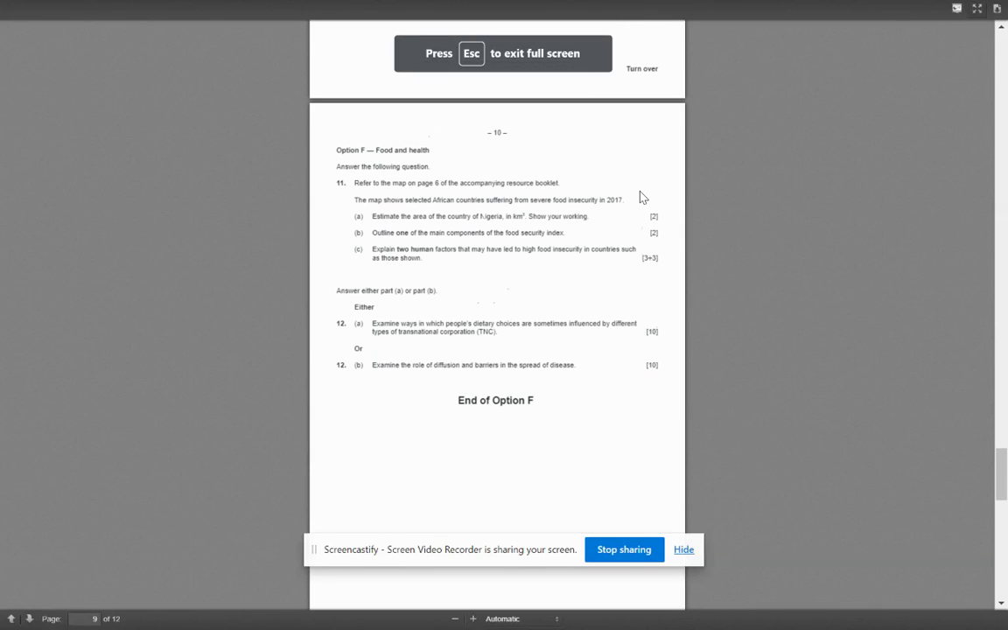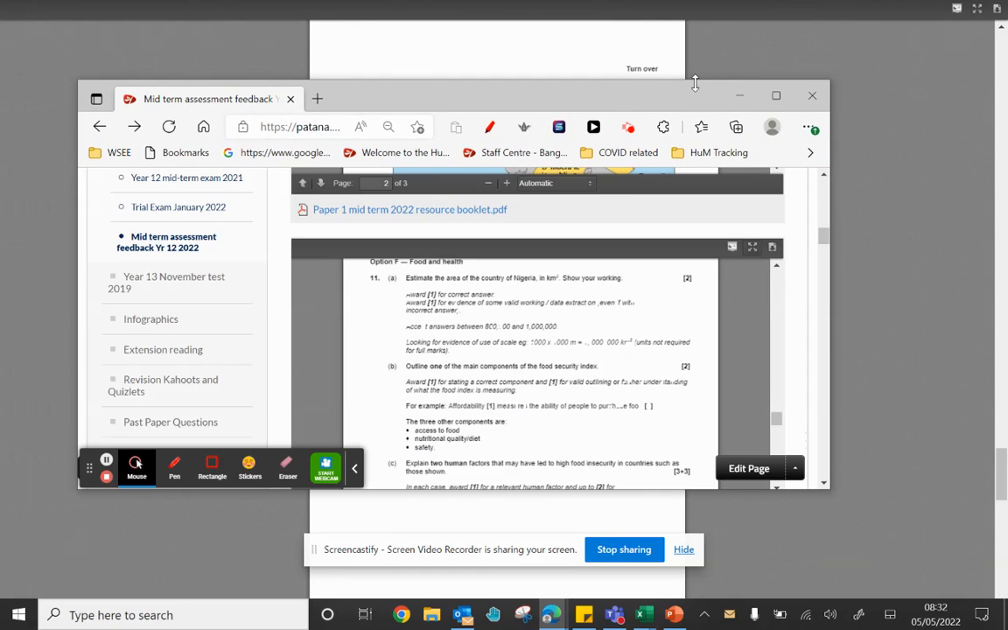So this is the screencast for the structured questions for food and health. Question 11, we have to refer to the map on page 6 of the accompanying resource booklet. The map shows selected African countries suffering from food insecurity in 2017. The first question requires us to estimate the area of the country of Nigeria in kilometers squared and to show our working. So let's have a look at how to do this.